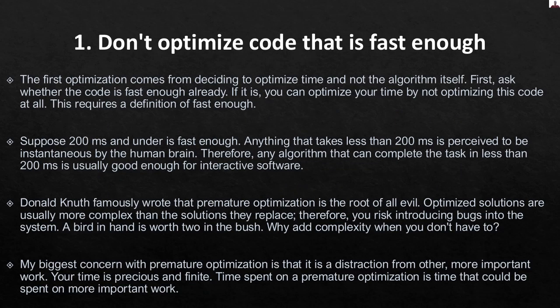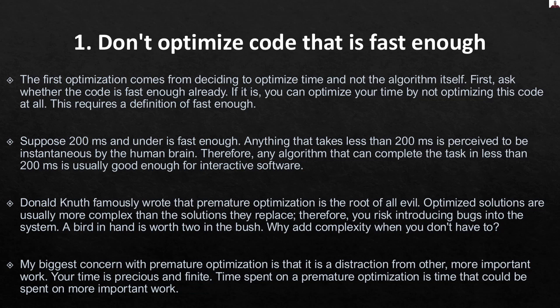We all know a linear search is a process of searching for an element in a given array, whether it is arranged in order or not. So the first optimization of a linear search is: don't optimize code that is fast enough. The first optimization comes from deciding to optimize your time and not the algorithm itself. First, ask whether the code is fast enough already. If it is, you can optimize your time by not optimizing this code at all.